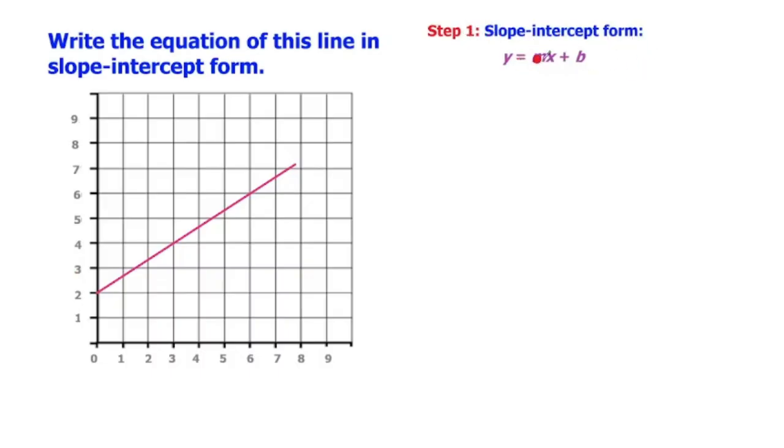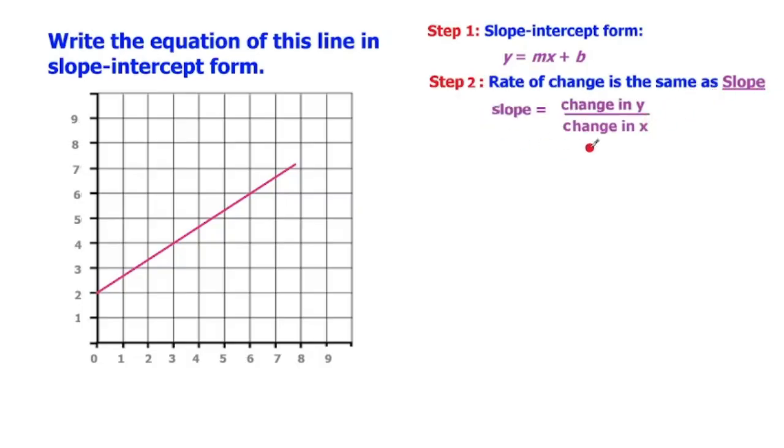So first thing to know is what slope-intercept form means. It means y equals mx plus b. So what are all these terms? So the first step is to know that the rate of change is the same as slope. Slope equals the change in y over the change in x. And this is equal to the rise over the run, which is also equal to m.